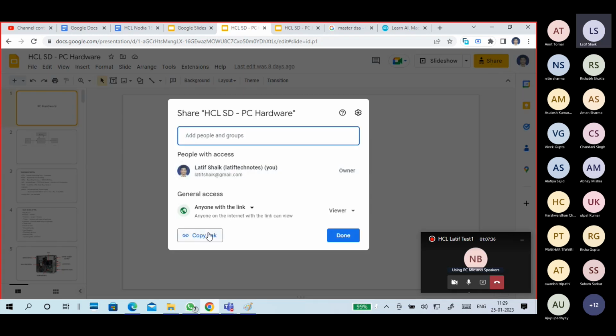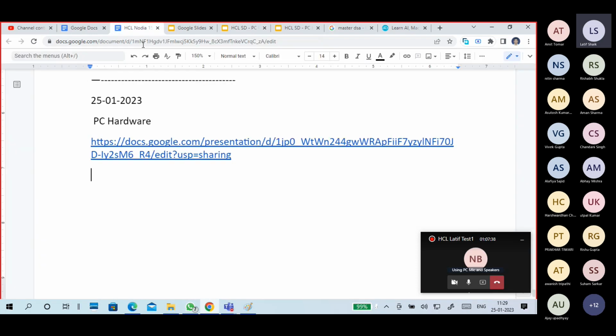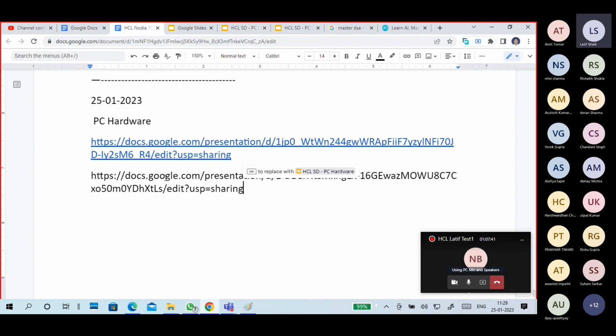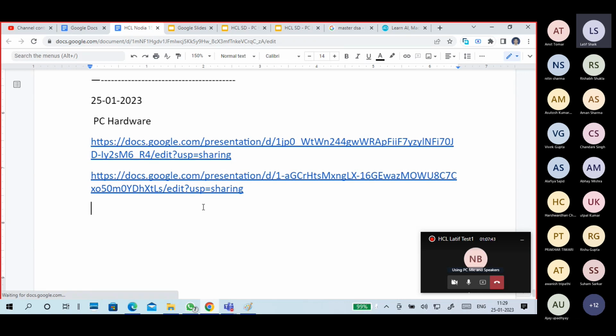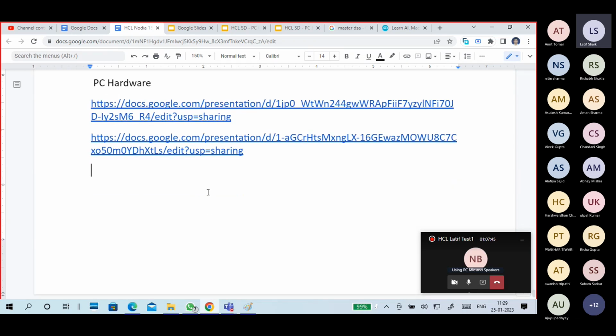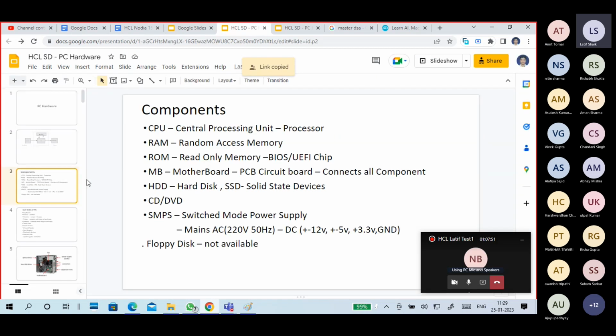Both are same, only one or two diagrams are different. So you can go to the first one or second one. What is your wish? Yeah, I have PC hardware components. So I'm going to take it from here.